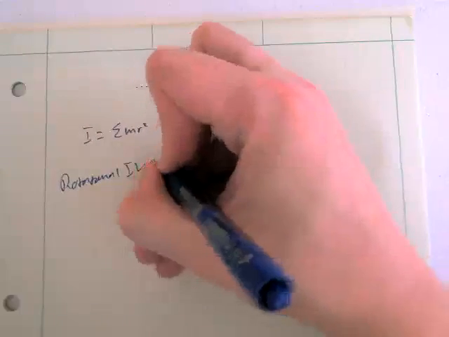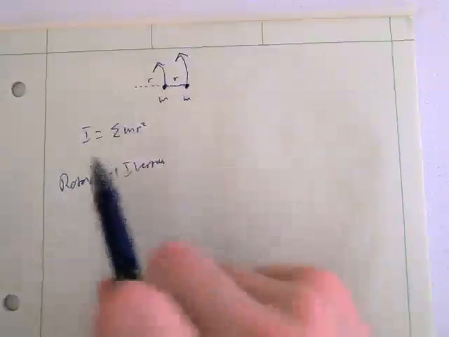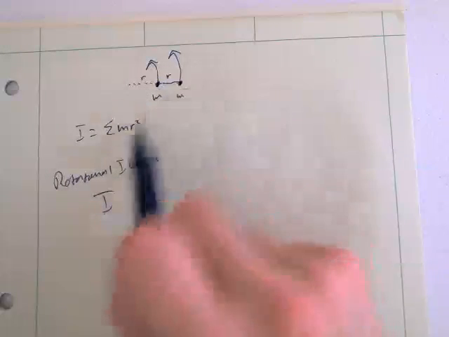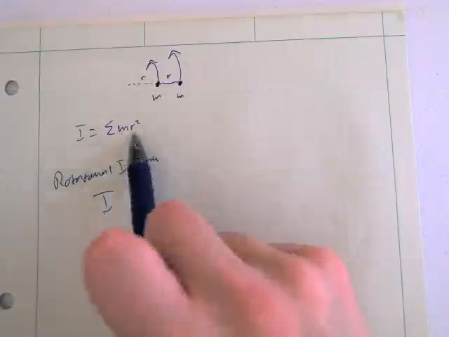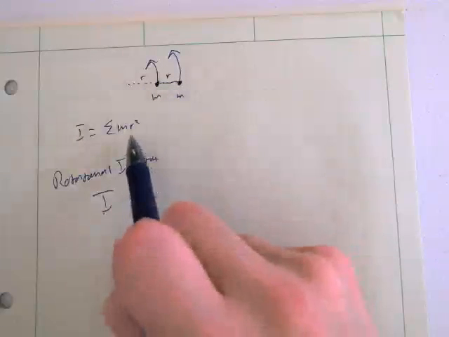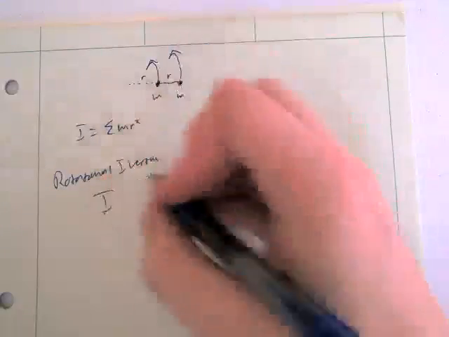Rotational inertia is abbreviated with an I. And the way you can calculate I for various objects is this way: you go around to every bit of mass, you say how much mass is there, you say how far away is that mass from the center of rotation, and then you add that to every other spot that you have. So you just sum up all of these. So don't worry about it too much.